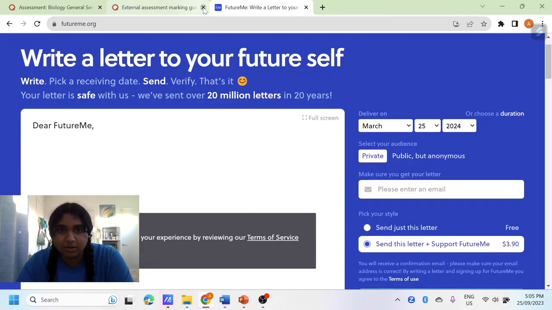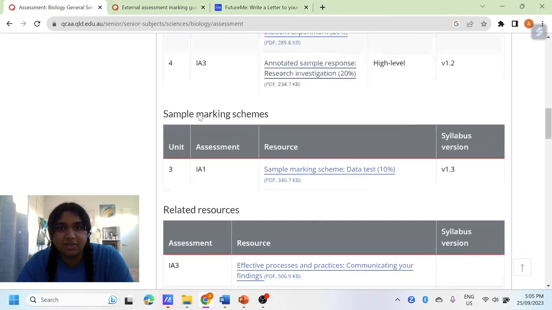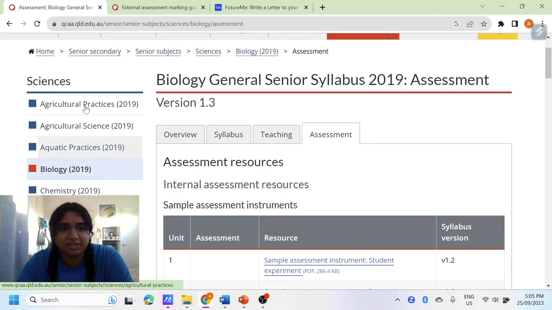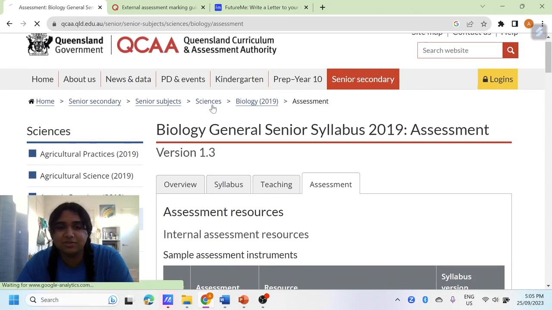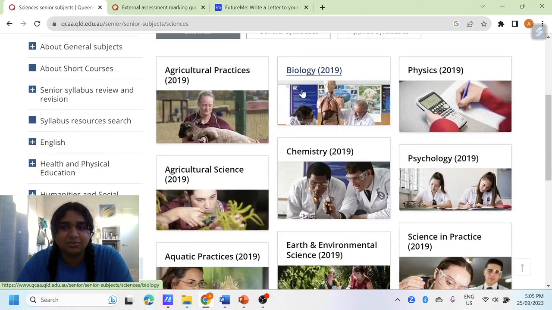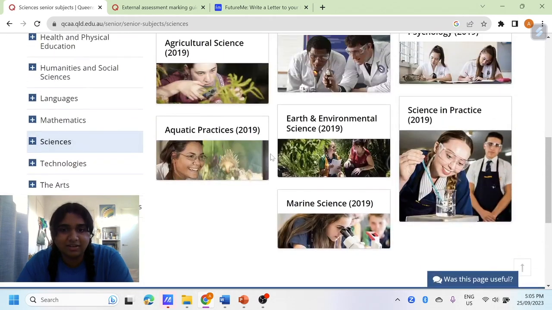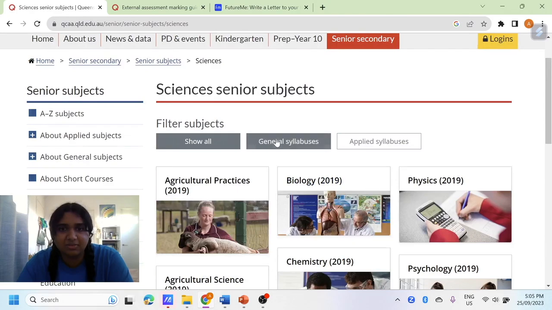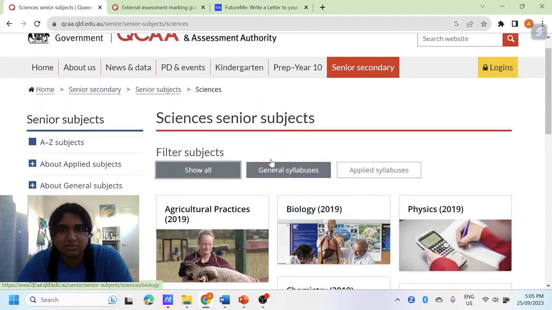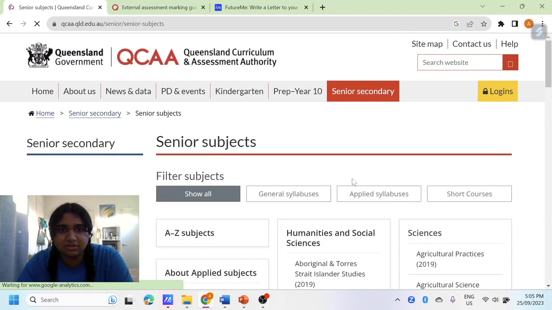What I also want to go through with you are the marking guides to English and to literature as well if we've got time, because that's a subject that I guarantee all of you guys are doing. And it's really important that you write to the marking guides in English. So if I go show all instead, let's go sciences. I want to go senior subjects.